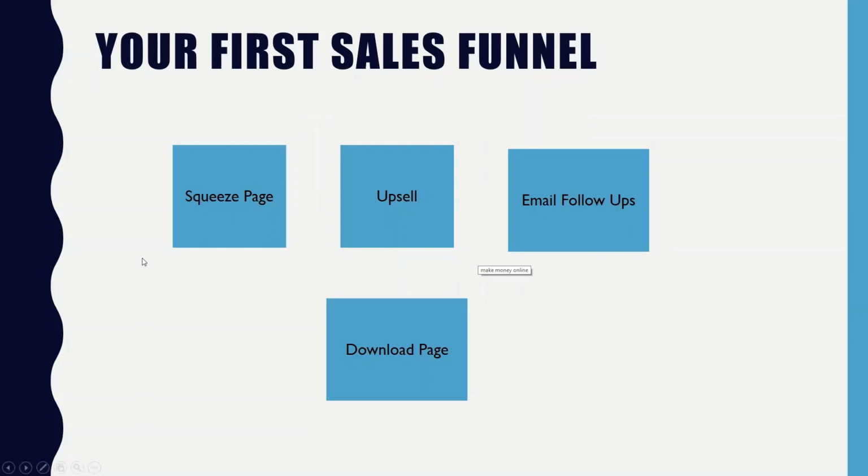You have a squeeze page, you take them to an upsell. In your autoresponder, you have email follow-up set up for your customers. Then you have a download page, where they can get what they opted in for, the free product they opted in for. And then they can also get sold on your product, or they can get sold on related affiliate offers.